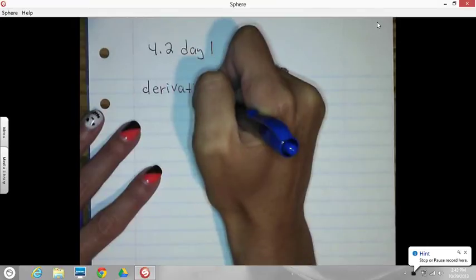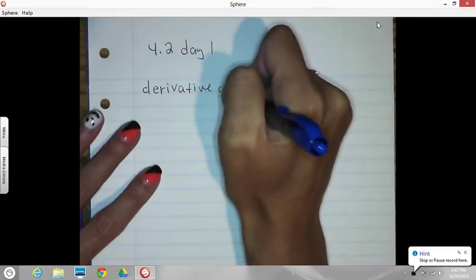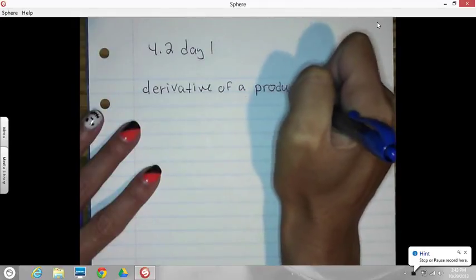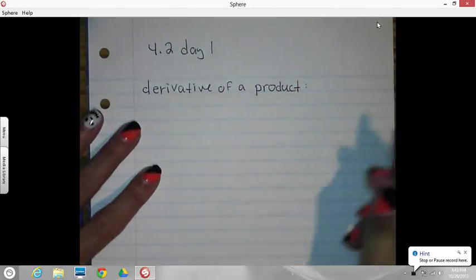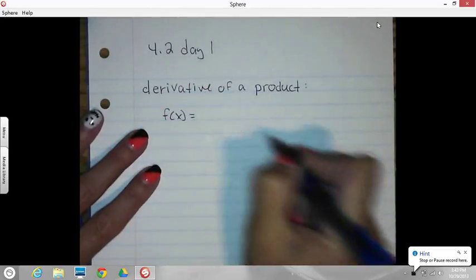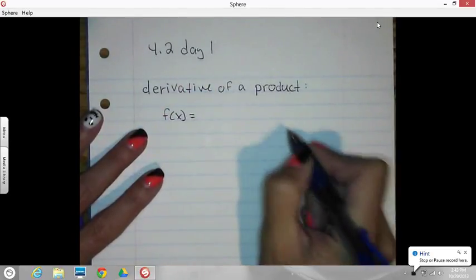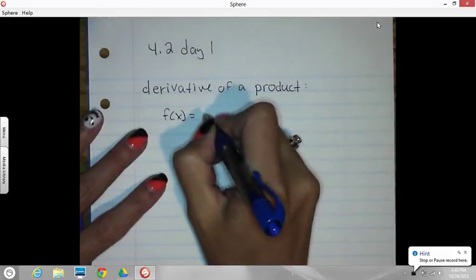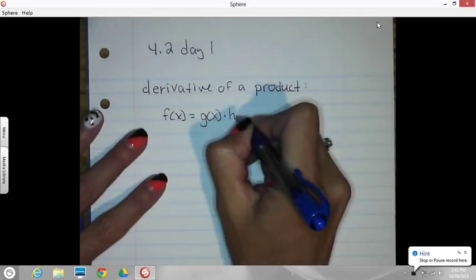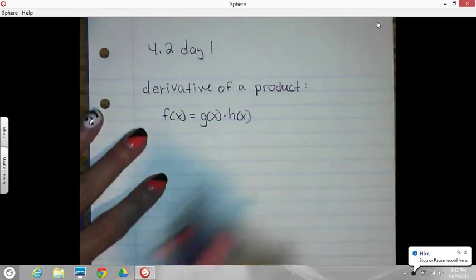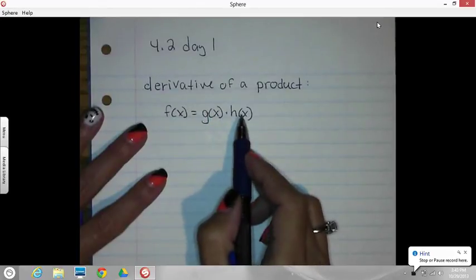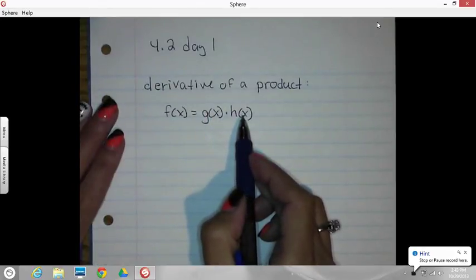Derivative of a product. So what you've got is if you have a function that's the product of two other functions, product meaning multiplication. So if you have a g of x times an h of x, you're going to be able to recognize this as just any x term multiplied by another x term. You have not seen that in the past.